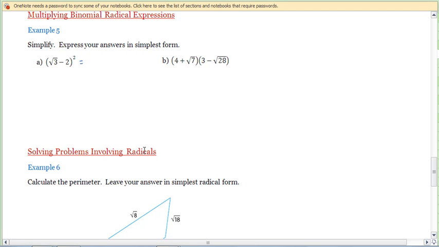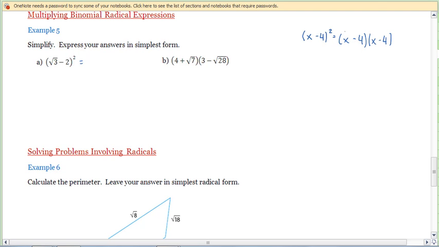So now we're going to look at multiplying binomial radical expressions. So again, the principles don't change here. What we're doing now is we're simply incorporating the principle which we've already learned, that if I have something like x minus 4 and we square this, that's the same as x minus 4 times x minus 4.